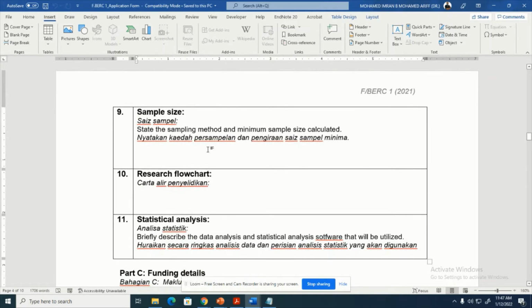How big is your sample? 30 people, 40 people, 50 people, 60 people. If there is some sort of information, else just put not applicable.